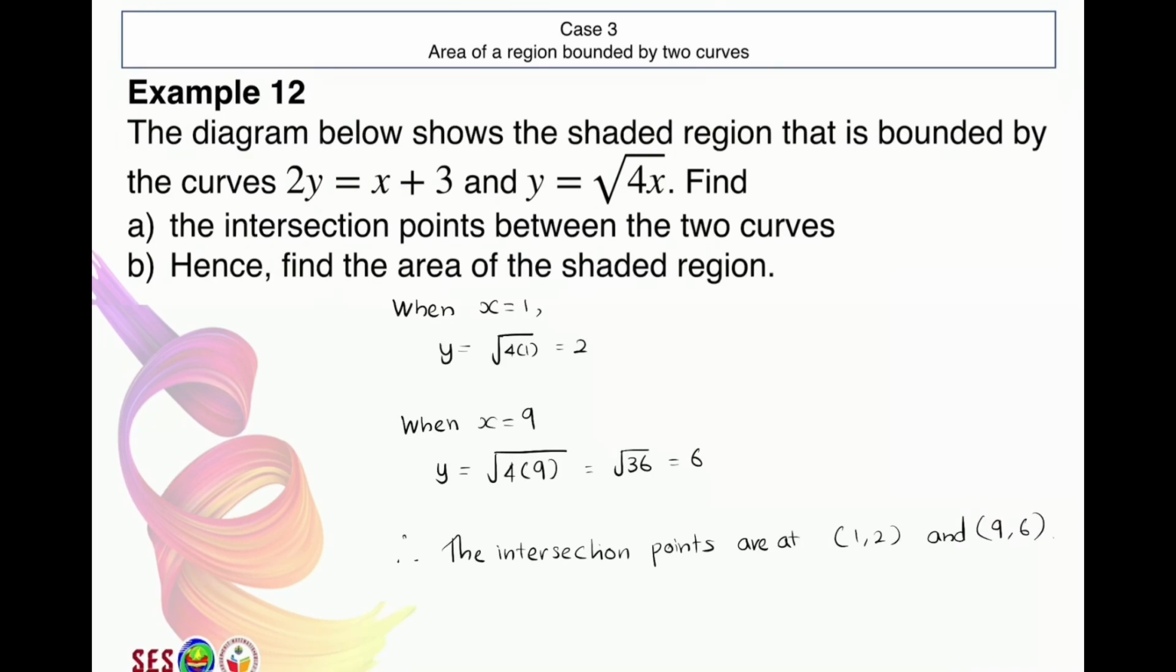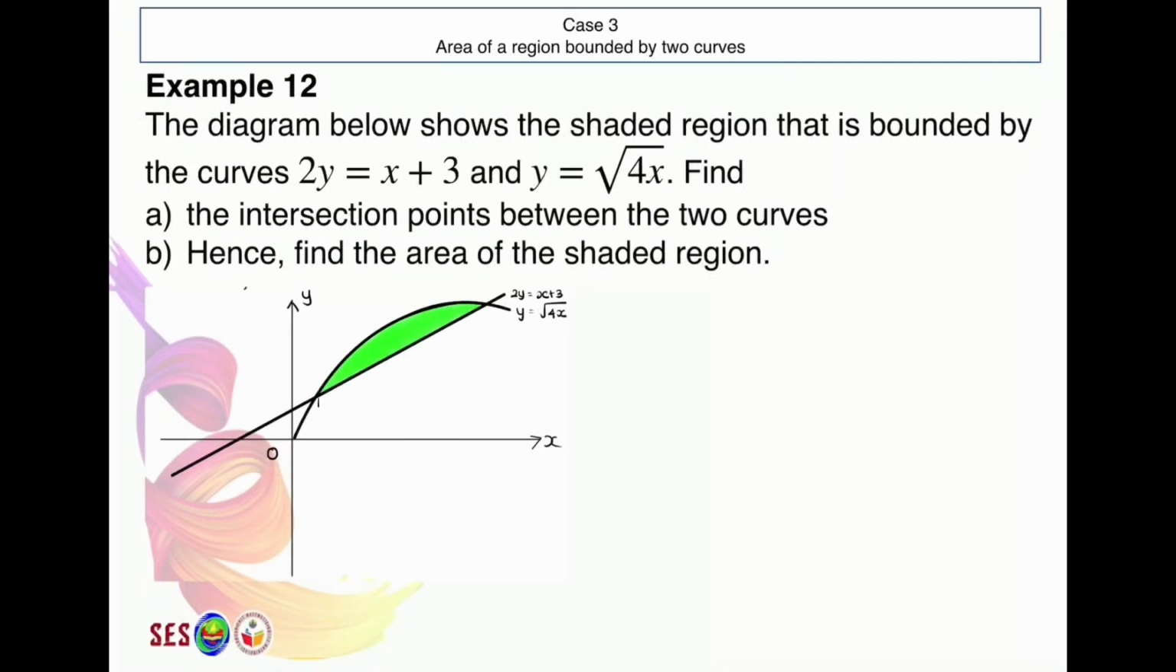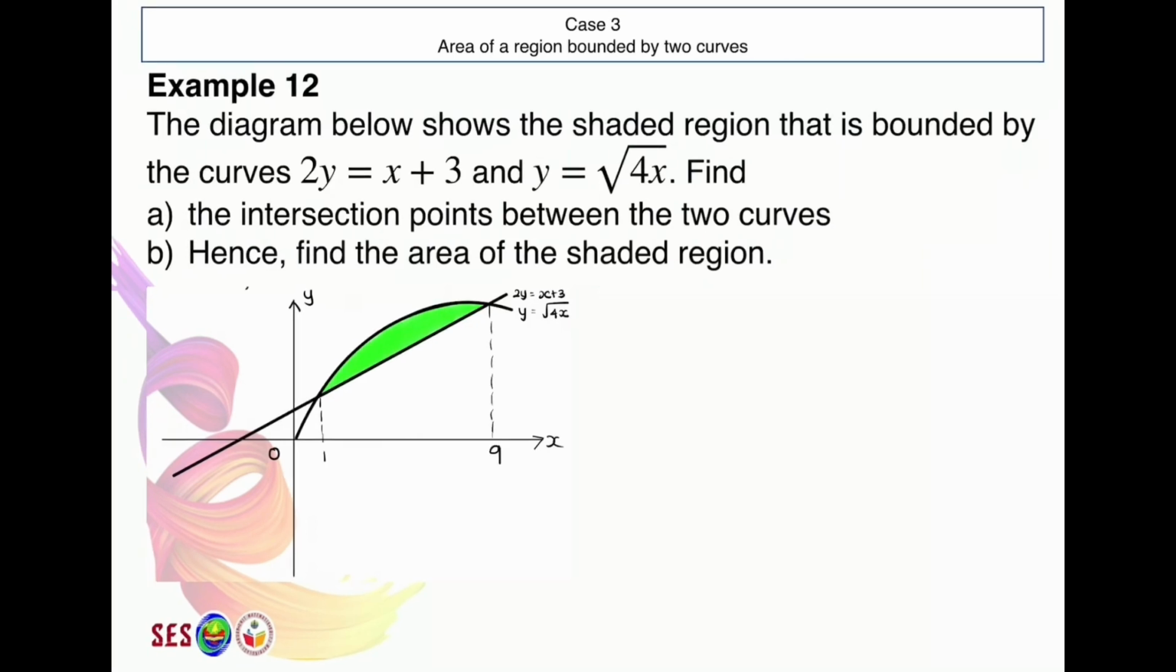So we have answered A. Now, how do we find the area of the shaded region? We could label our intersection points on the graph. So this would be 1 and this would be 9. By looking at the graph carefully, we can identify that we could use the formula, integrating over the interval a to b.